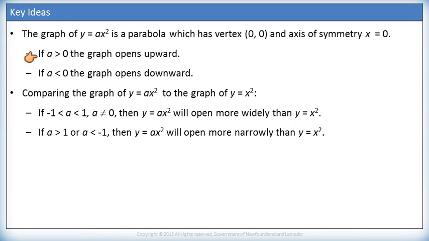In quick summary, if the a value is positive, the graph opens up. If it's negative, it opens down. If it's a fraction between -1 and 1, then it will open more widely. If it's bigger than 1 or less than -1, it opens more narrowly.